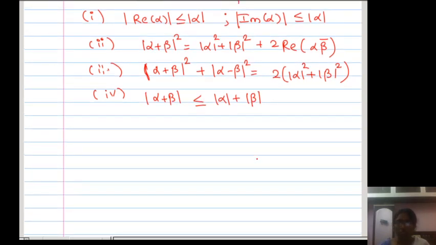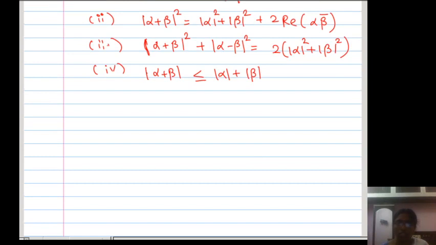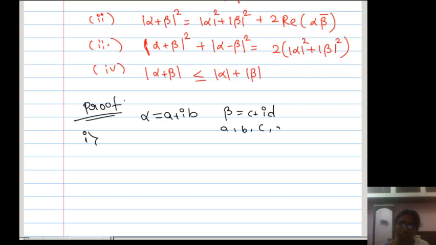Okay. So these four properties we have to discuss now. How to give the proof of the first property? Let us say we have to discuss two things in this property. So alpha I can write as a plus ib, beta let us assume c plus id, where a, b, c, d belong to the real numbers. Then alpha, beta belong to complex numbers.